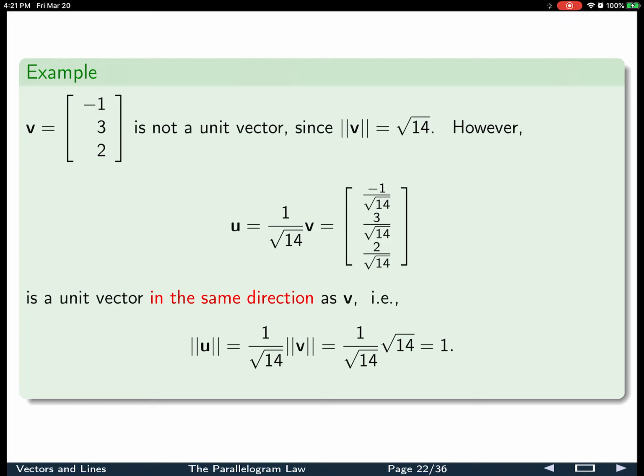I guess this one shows you that if you start off with a vector v and it's not a unit vector, you can make it into a unit vector by dividing by its magnitude. So you can create a unit vector u by dividing this vector v by the square root of 14, and then the magnitude of u is 1, the way that we want it.